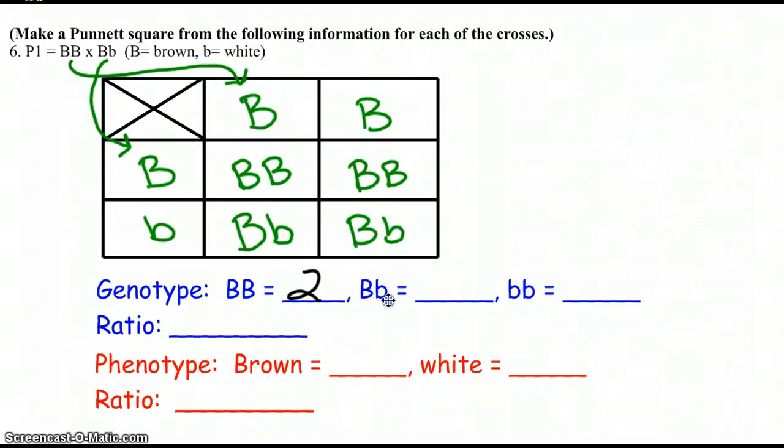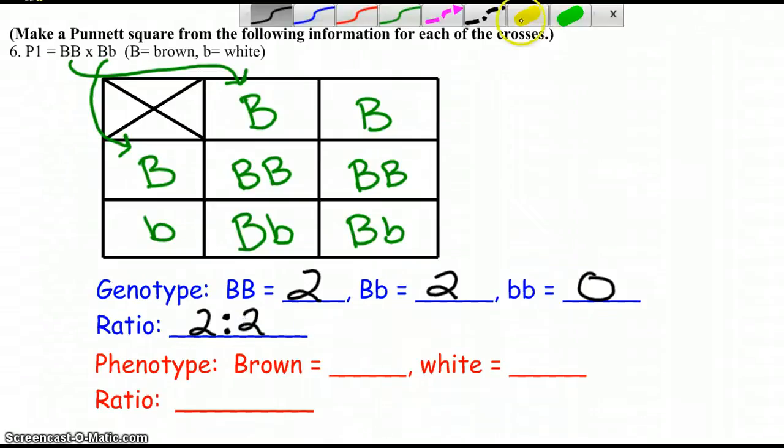Next, how many have big B, little b? 2 again. My third possibility is 2 little b's. Well, I don't have any, so that's 0. So my genotypic ratio is 2:2. I do not write the 0, it's implied. How you can check yourself, this should equal the number of offspring. So if it's a monohybrid cross, it should always equal 4. Okay? So let's look at the phenotype.